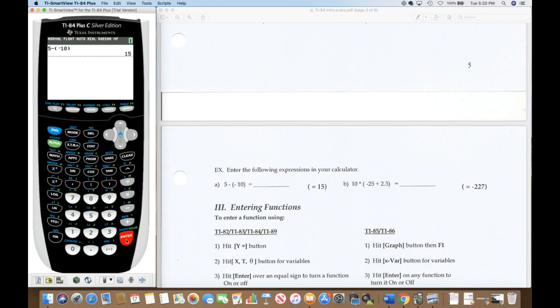Why don't you go ahead and pause the screen and do number B, which is 10 times, and that star is multiplication, parentheses negative 25 plus 2.3 close parentheses, and you can see to the far right is the answer, negative 227. Go ahead and try that one out. Pause your screen, and that's it for today.